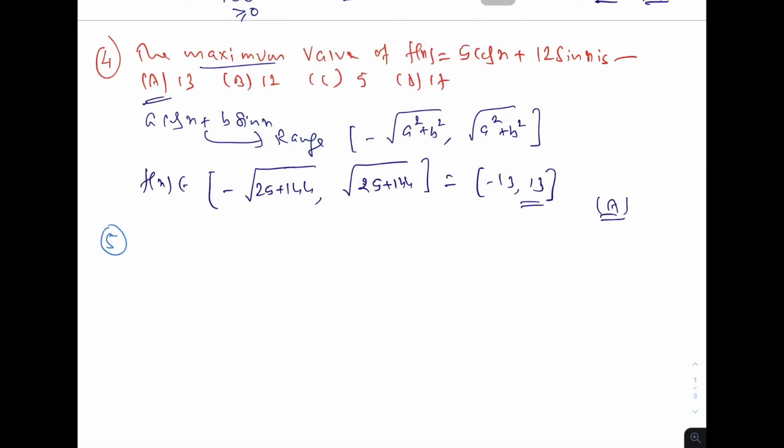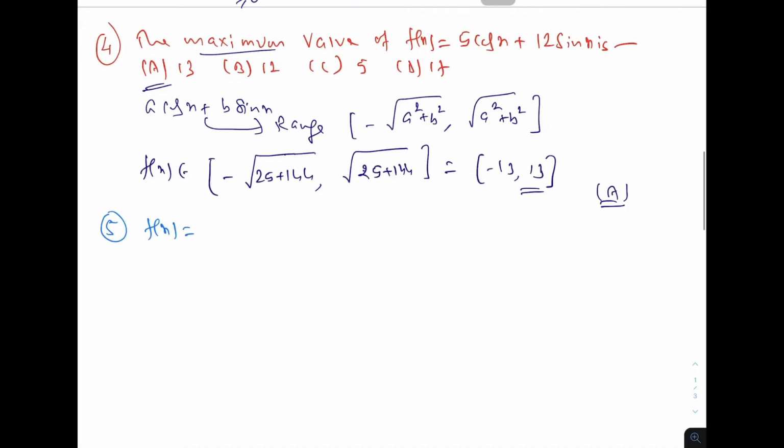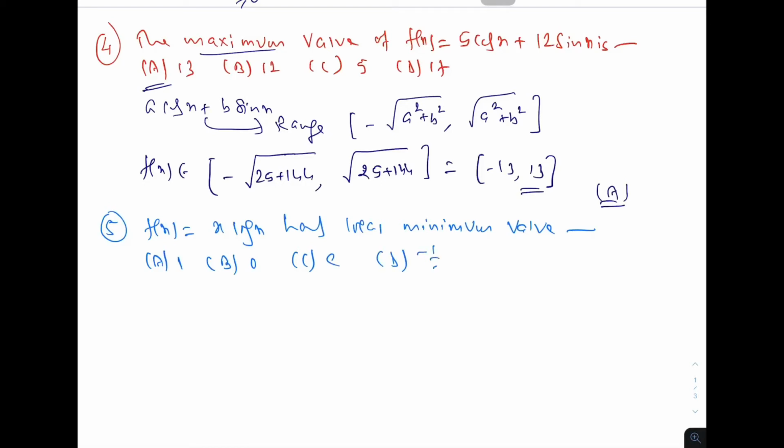Let us take one more. f(x) is equal to x log x has local minimum value blank. Options are 1, 0, e, minus 1 over e.